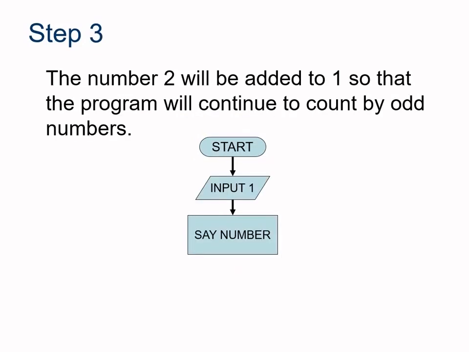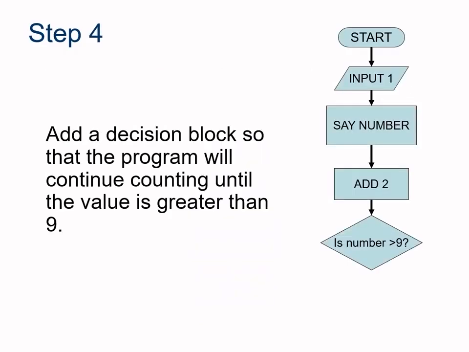To move from 1 to 3, we would add 2. This is a crucial step because it determines the pattern for the rest of the process. Next, we're going to add a decision block. Do we go on or are we done, right? We need a decision block to determine that. Are we greater than 9 or do we need to keep going? So if you can imagine this, we're starting with 1. It says the number 1. We input the number 1. The flowchart says the number 1. Then it adds 2, and we get 3. Is 3 greater than 9?